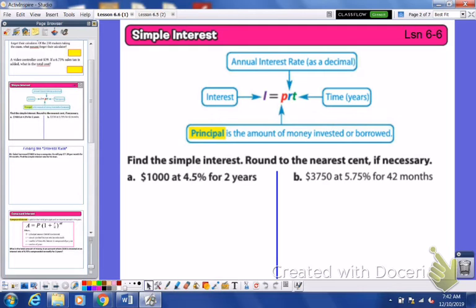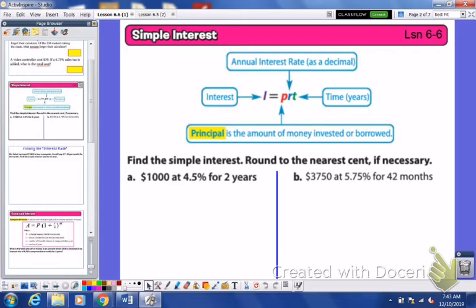When we talk about simple interest, which is what most of the interest is that we work with, we have our equation I equals PRT, where I is the interest earned, P is the principal, which is the amount of money that you invested or borrowed, T is your time in years, and R is your annual interest rate as a decimal. So if you're given the percentage, make sure that you divide by 100.